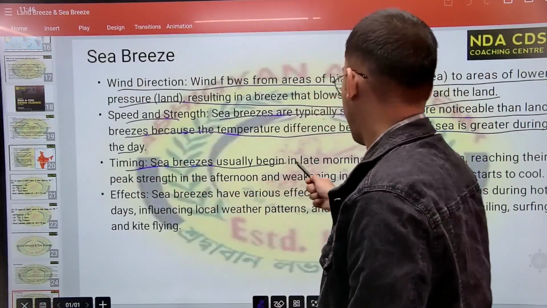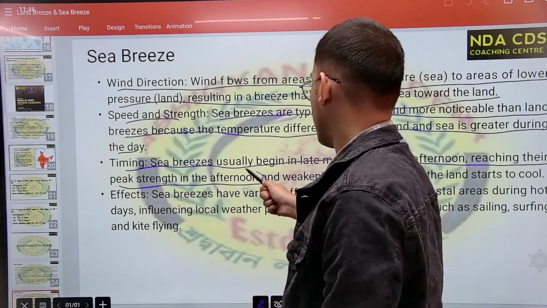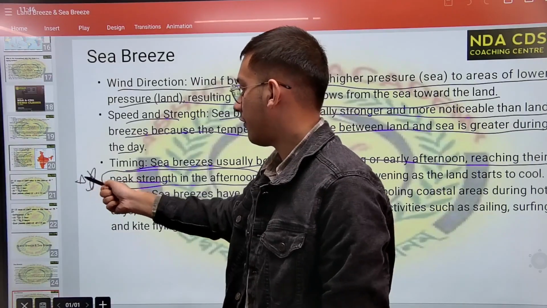Timing: sea breezes usually begin in late morning or early afternoon, reaching their peak strength in the afternoon. So peak strength is the afternoon. This is a very important point here. Very, very important.